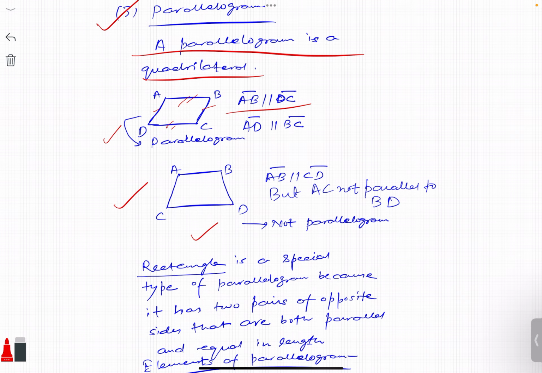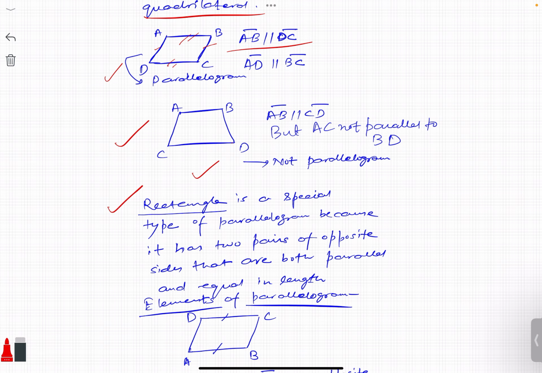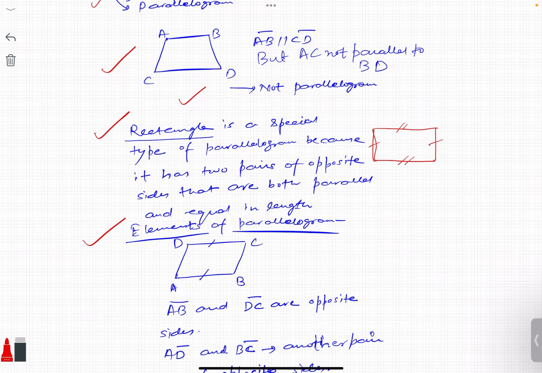A rectangle is a special type of parallelogram because it has two pairs of opposite sides that are both parallel and equal in length. This is a rectangle. Now we will discuss the elements of a parallelogram.